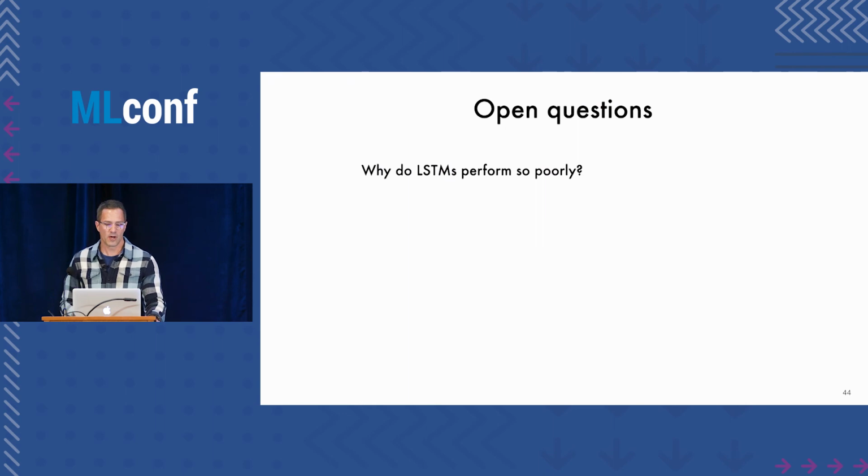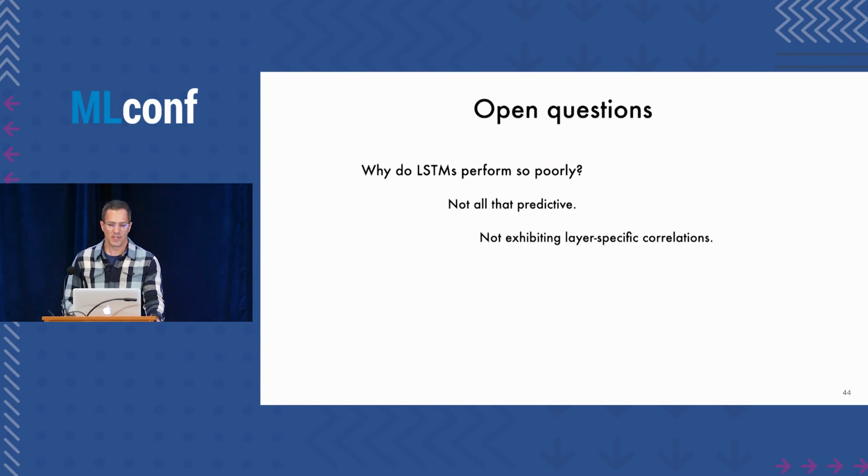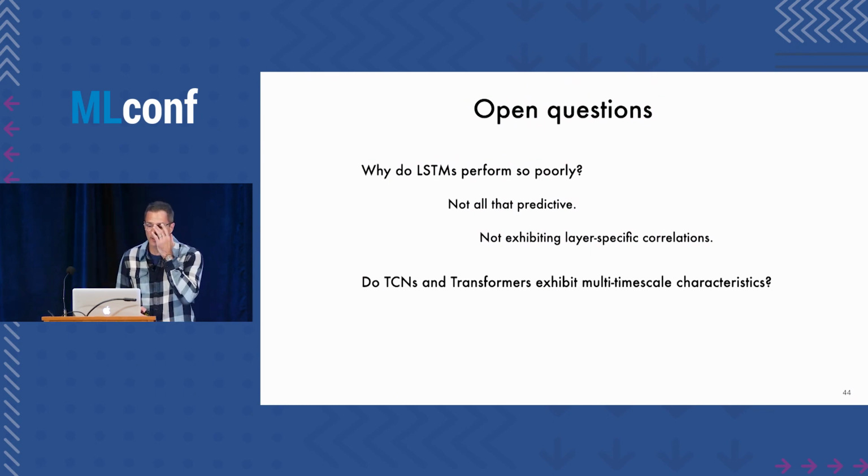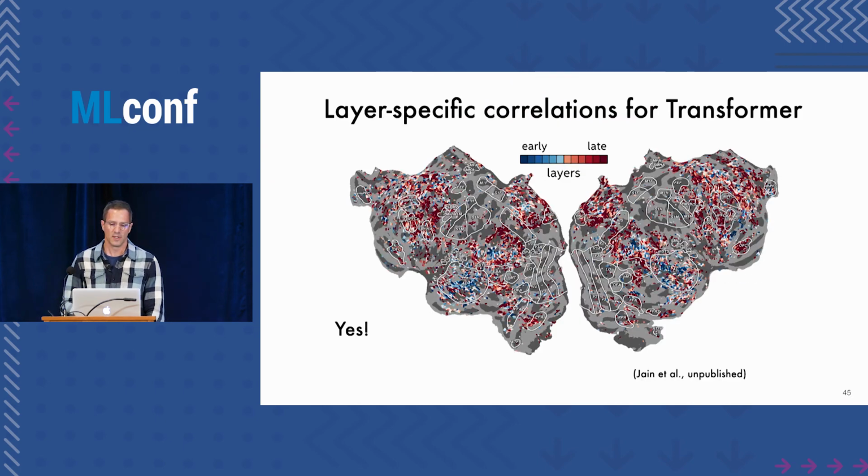So open questions are, why do they do so poorly? They're not all that predictive of the brain. They don't exhibit layer-specific correlations. And do TCNs and transformers exhibit these multi-scale timescale characteristics?